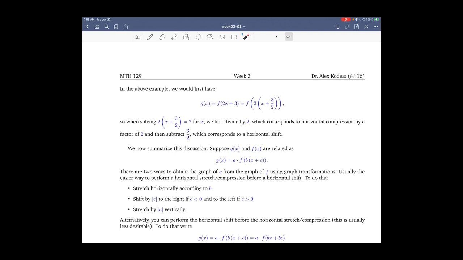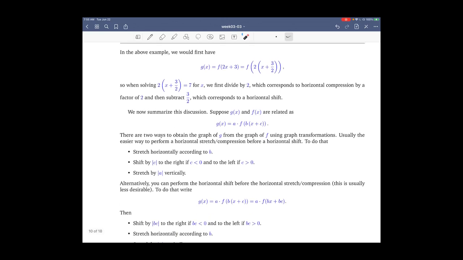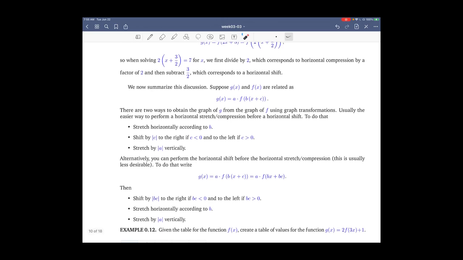In principle, you can do it either way. But again, you have to be aware of what you are doing. I recommend compressing or stretching first and then shifting. Because again, if you're first shifting and then stretching, you may also stretch the shift, which is not something that you may want. In principle, you can go either way.